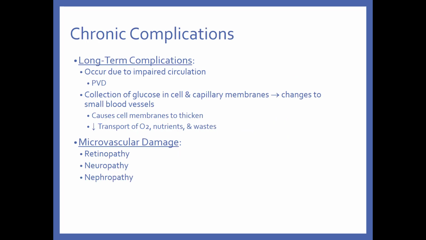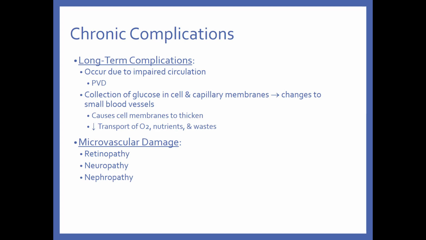So now let's focus on more of these chronic complications, the long-term complications of diabetes. These occur due to impaired circulation, and the damage that happens to the blood vessels in the body ultimately results in peripheral vascular disease, or PVD. That damage is because of the collection of glucose in the cells and capillary membranes, which causes changes to the small blood vessels, causes them to thicken over time, and that's going to decrease the transport of oxygen, nutrients, and waste through the vessels there. So that results in microvascular damage as well as macrovascular.